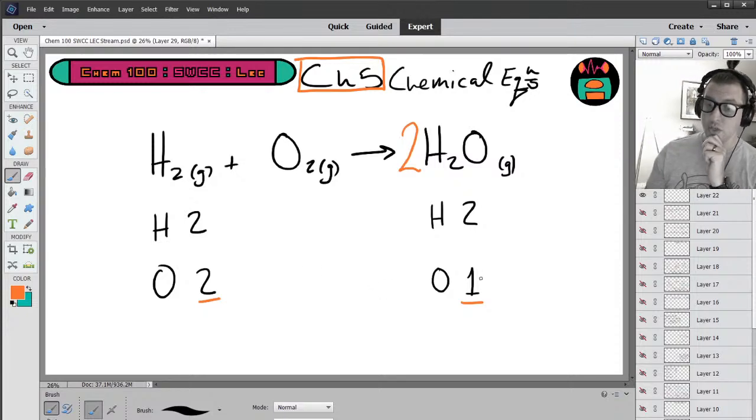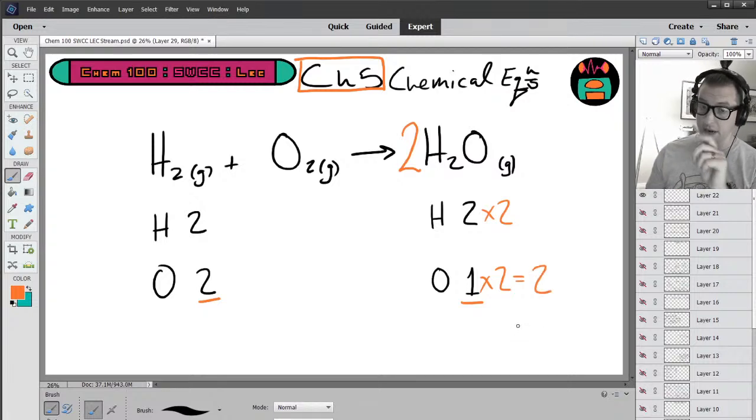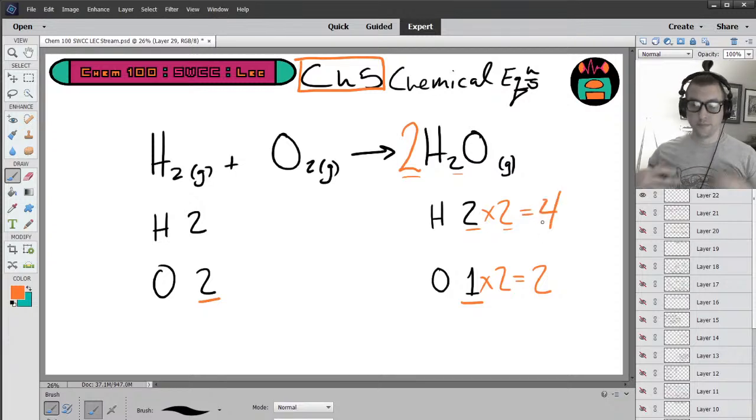When you do this, you change your oxygen count, but you also alter your hydrogen count. Now that we have 2 water molecules, we have a total of 2 oxygens on the product side. But now that we have 2 water molecules, we have 2 times 2, right? 2 times 2 hydrogen atoms. So now we have a total of 4. You'll notice we have balanced our oxygen, but we've unbalanced our hydrogen, right? We've robbed Peter to pay Paul. We've fixed one problem, but created another problem. That is often the way it goes when it comes to balancing chemical equations.